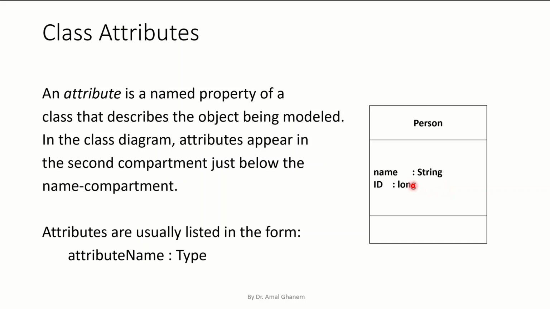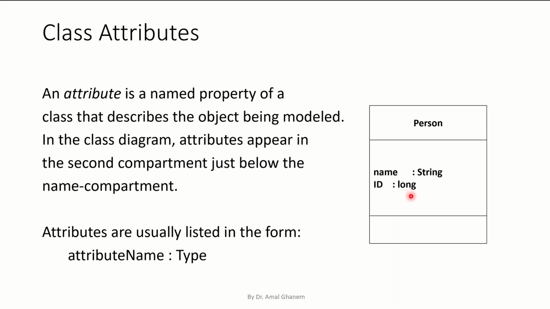We know that attributes are usually properties of a class that describe the object, and in a class diagram, attributes appear in the second part, just below the name section. How can we write attributes in our UML class? We write the attribute name, colon, and then the type. So in the middle section, I will have name, colon, string, which means I have an attribute name of type string. I will have another attribute, ID, colon, long, which means I have an attribute ID of type long.